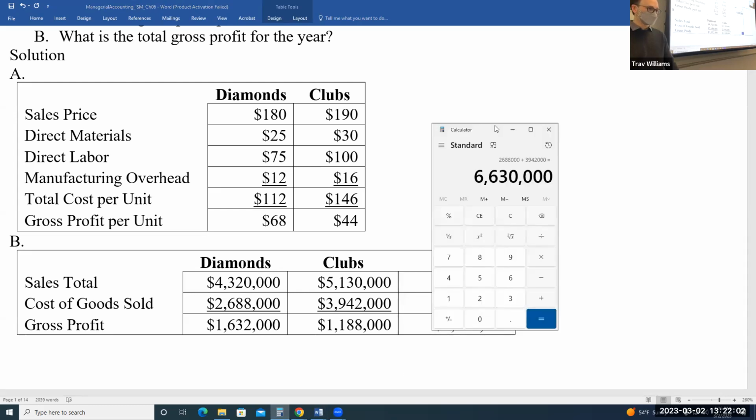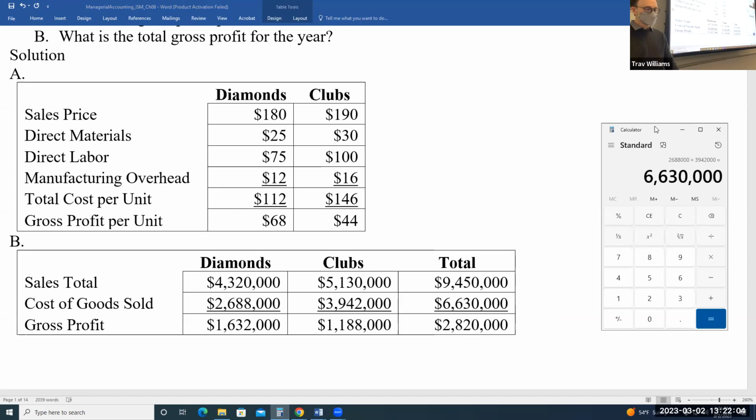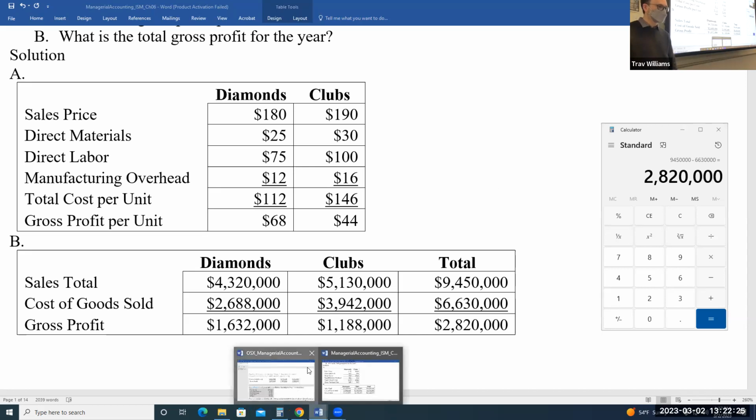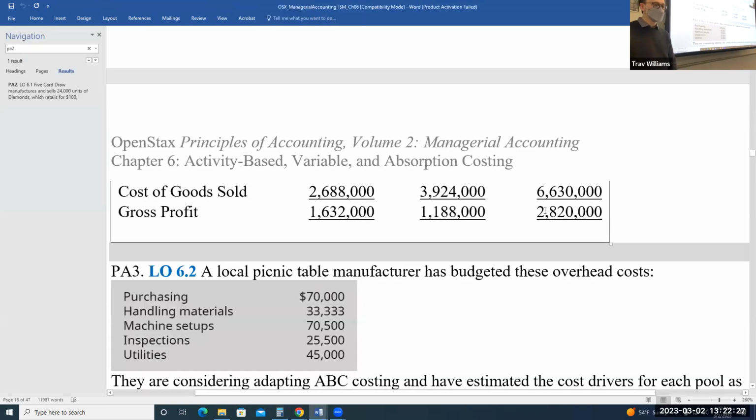So if I take, or actually subtract, we take our total sales minus our total cost of goods sold. We do get the same gross profit. So pretty good indication that we did our calculations correctly. And to be extra sure, we can just go ahead and check here. And yes, we did get the same result.